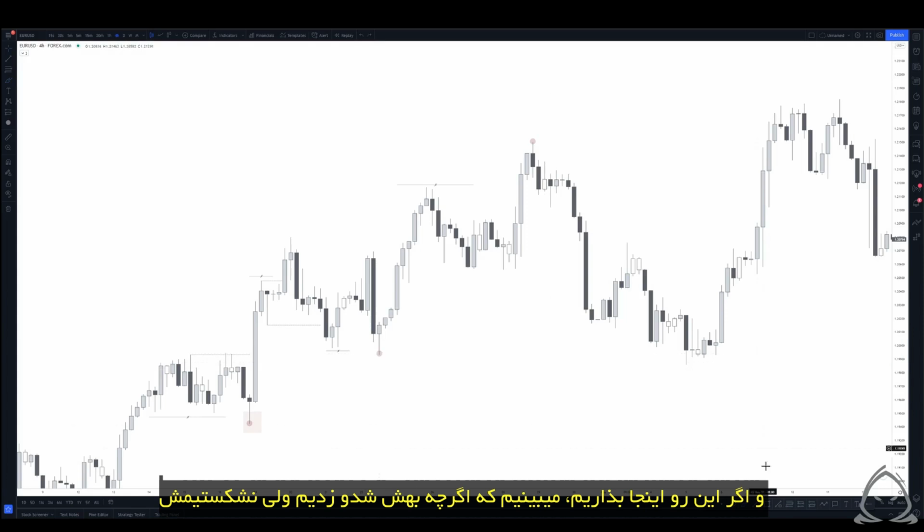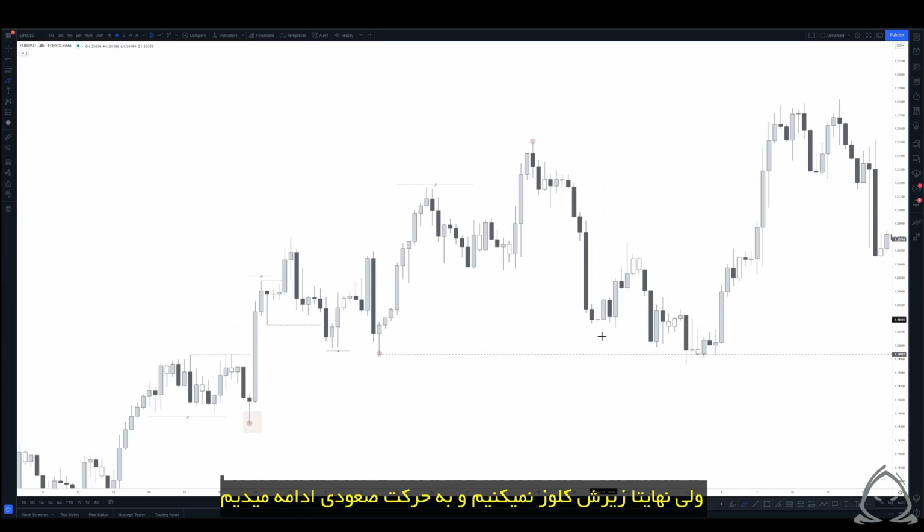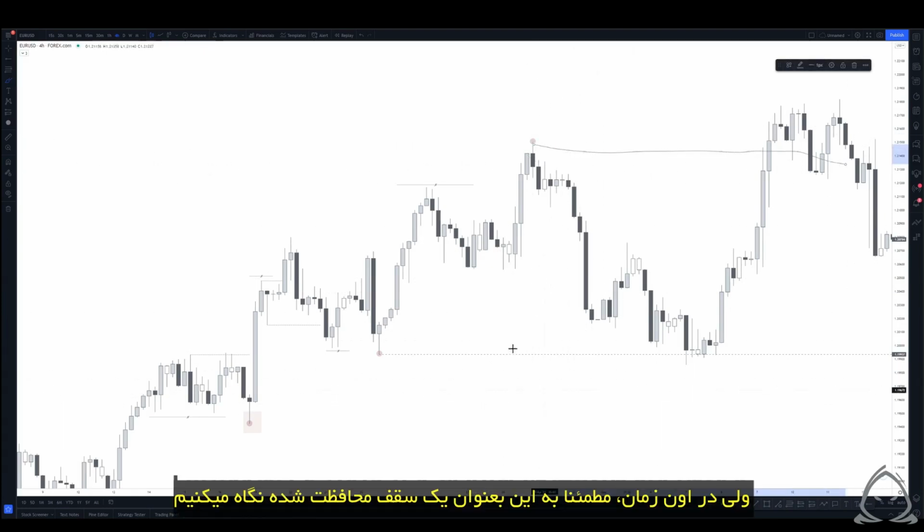And what we can see is, if I just put this on here, although we do wick it, we don't actually break it. So yes, we have taken the liquidity that rests below this protected low, but at the end of the day, we don't close below and we continue moving to the upside, which when we look at this is why we end up trading higher. So at the time, of course, we're going to be looking at this as a protected high.